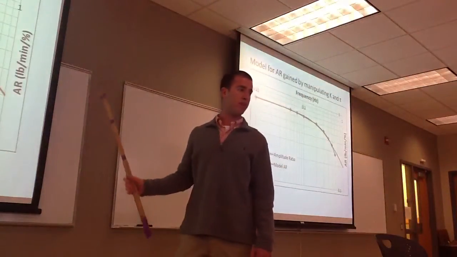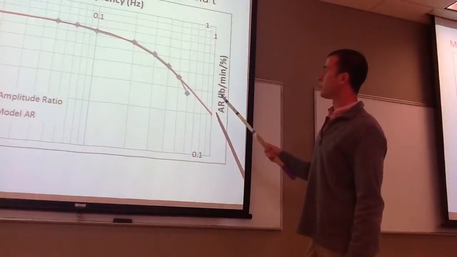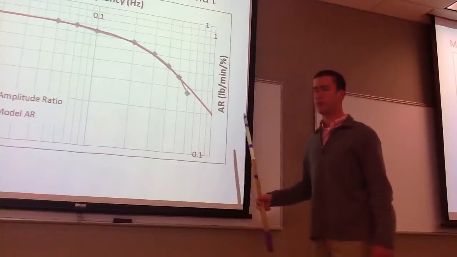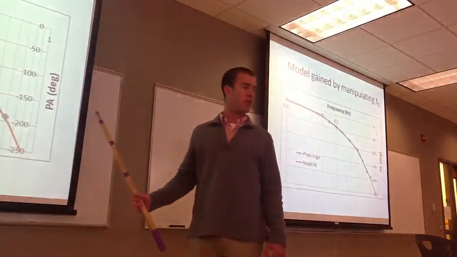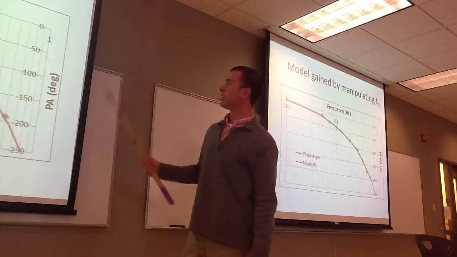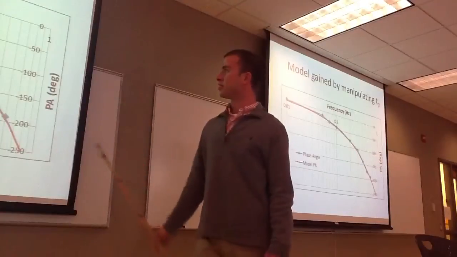Here's a model of our amplitude ratio compared to the actual experimental model, and I'll show you some results from that here in a minute. This is the model gain, manipulating the T-naught. It's pretty close.